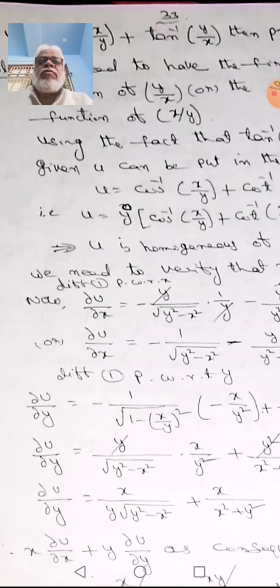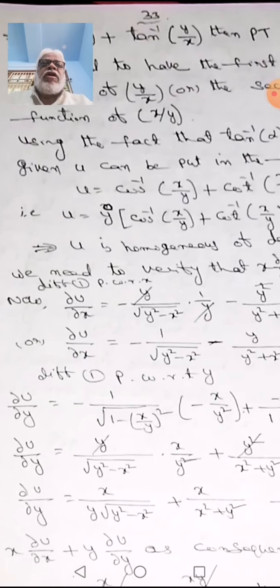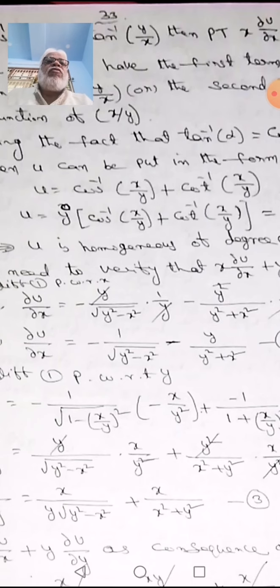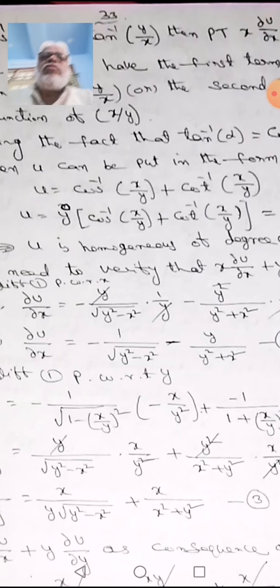Next, one more problem. u is equal to cos inverse x by y plus tan inverse y by x. Then prove that x ∂u/∂x plus y ∂u/∂y is equal to 0. We need the first term also as a function of y by x, or the second term as a function of x by y, because if both are in the same terms, then the solution is easy to follow.